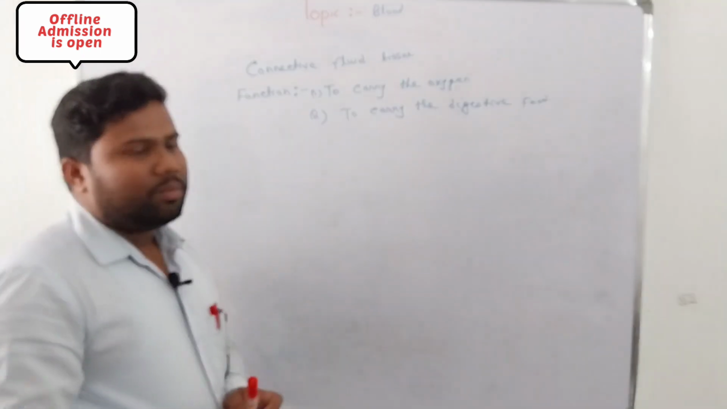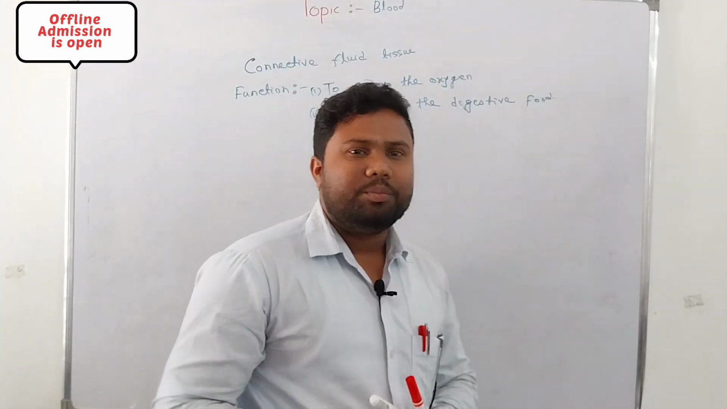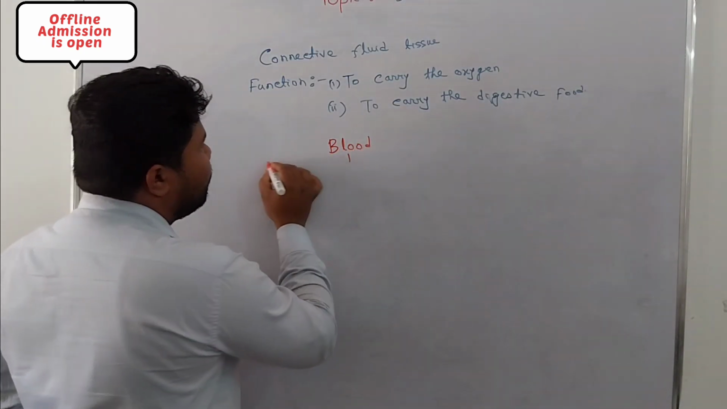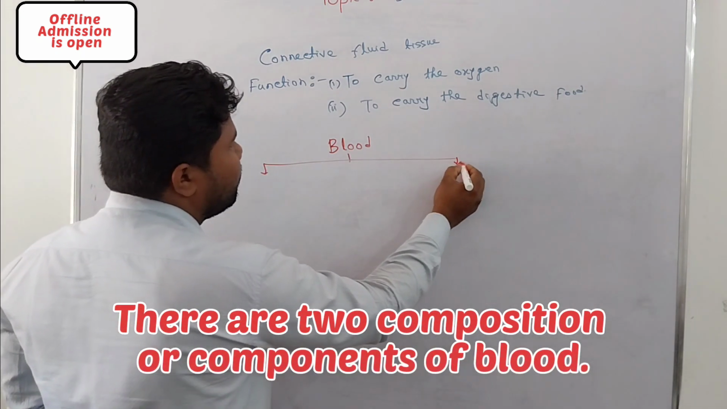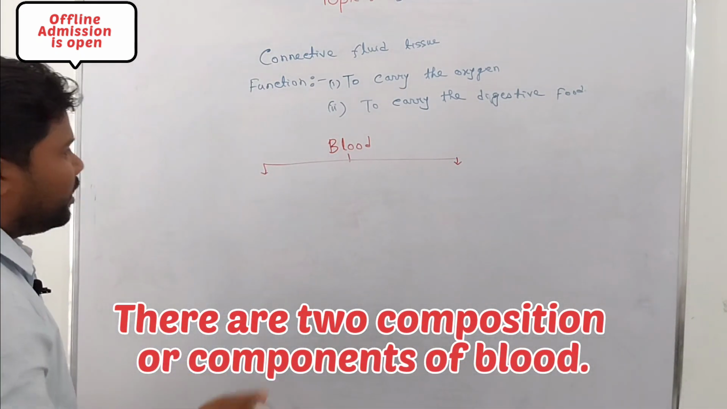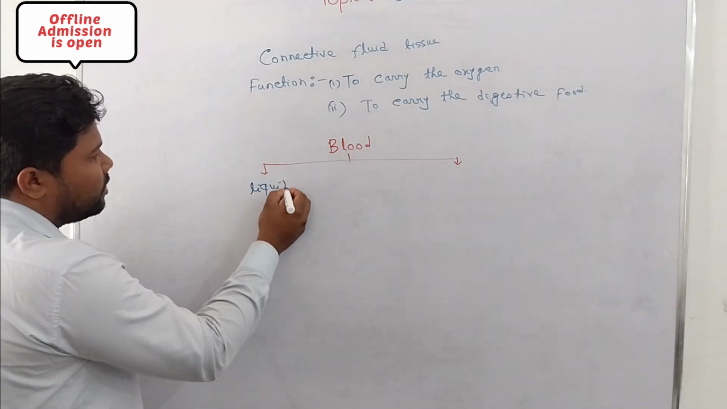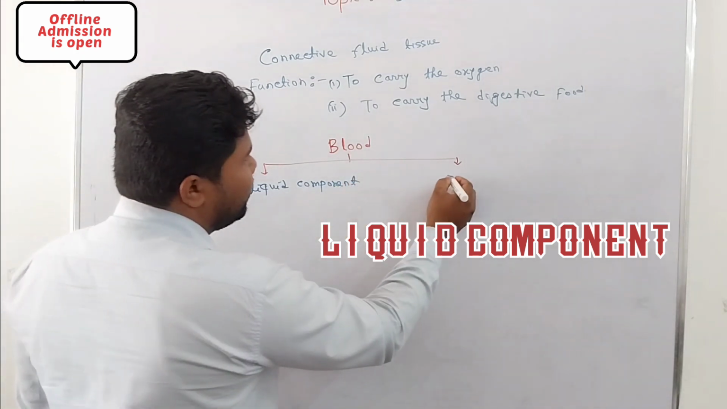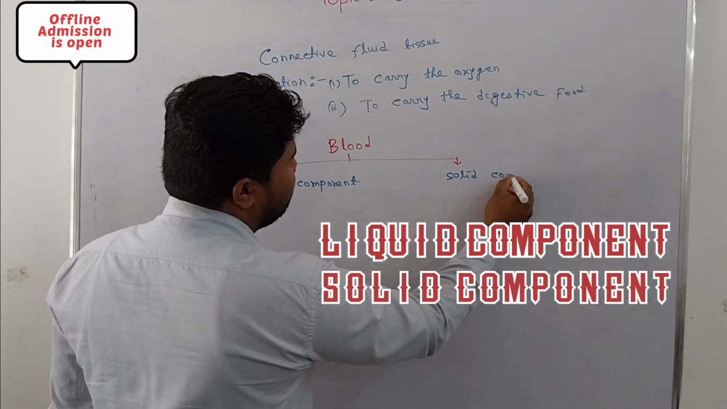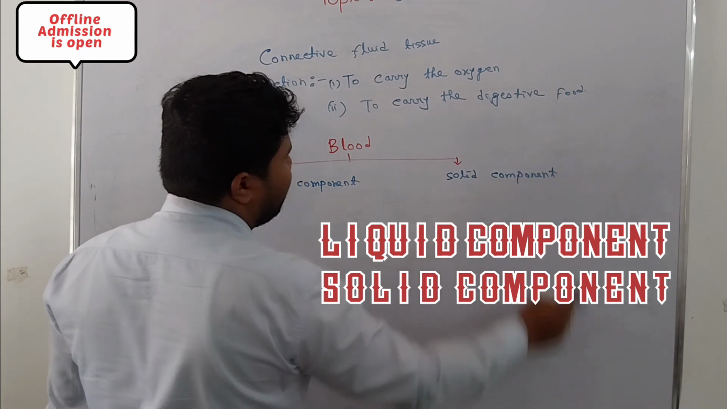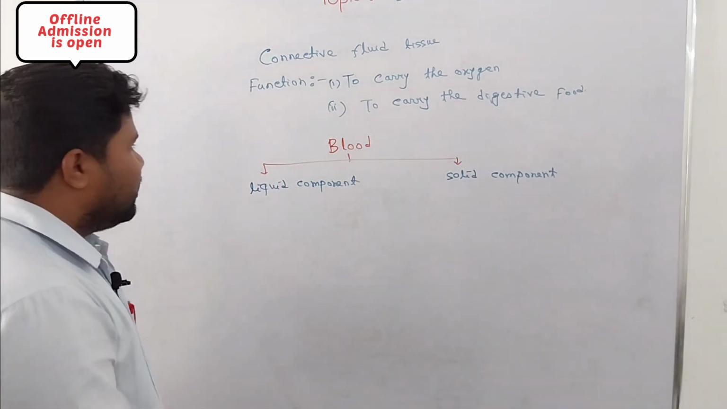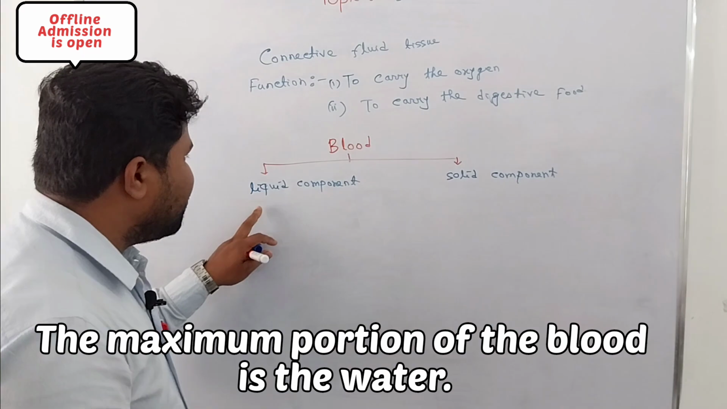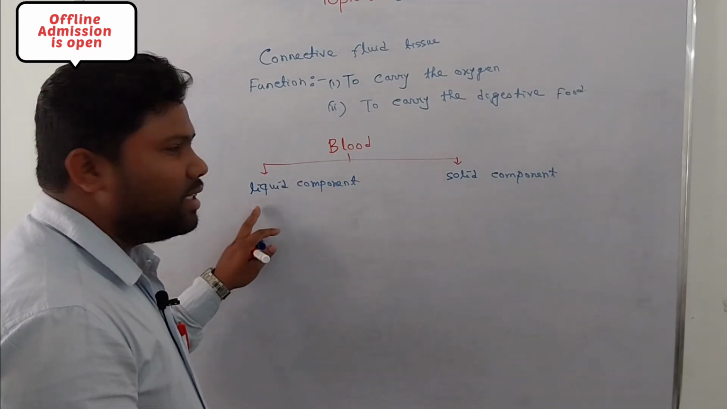Okay. Now we are going to discuss the different compositions of the blood. Basically there are two components of blood. The first one is the liquid component and the next one is the solid component. And one more thing I have to tell: the maximum portion of the blood is water. That means the maximum amount of blood is the liquid component.